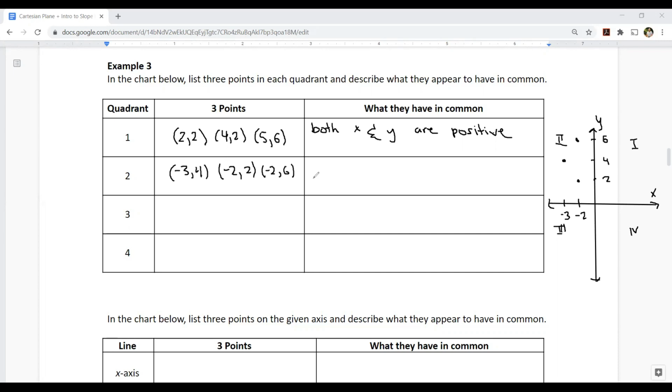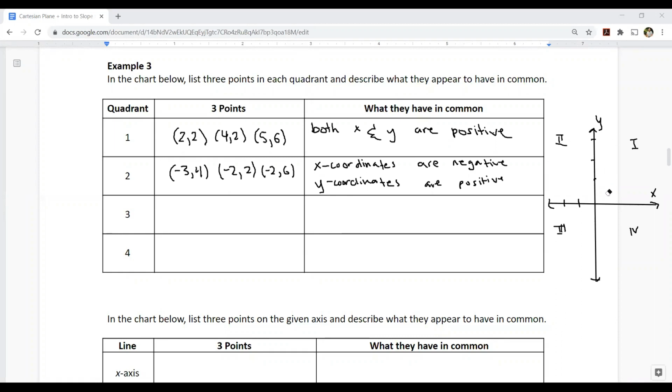Well, what do you notice? In this case, all the x coordinates are negative. So we're going to write x coordinates are negative. But because it's in the upper half of our grid, the y is still positive. So we're going to put y coordinates are positive. Okay, perfect.